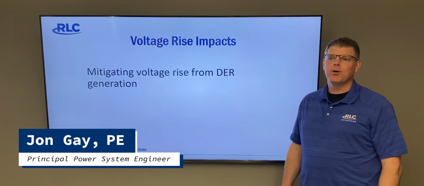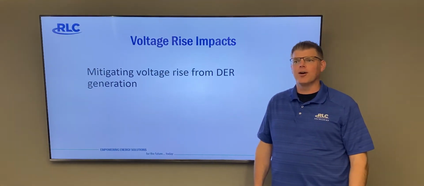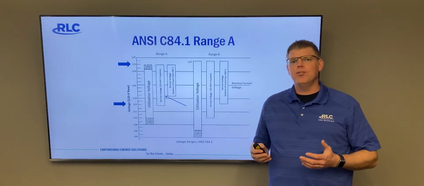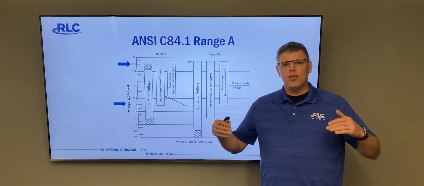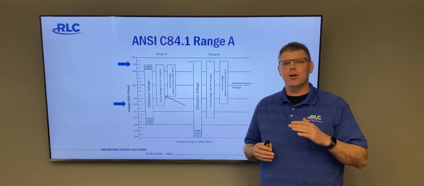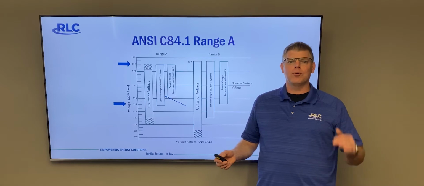Today we're going to talk about voltage rise on a distribution feeder caused by DER. So when we have a generator or DER interconnecting to a distribution feeder, at the point of interconnection the voltage begins to rise as it outputs generation. This is opposite to what happens when load is applied to distribution, in which voltage is lowered.